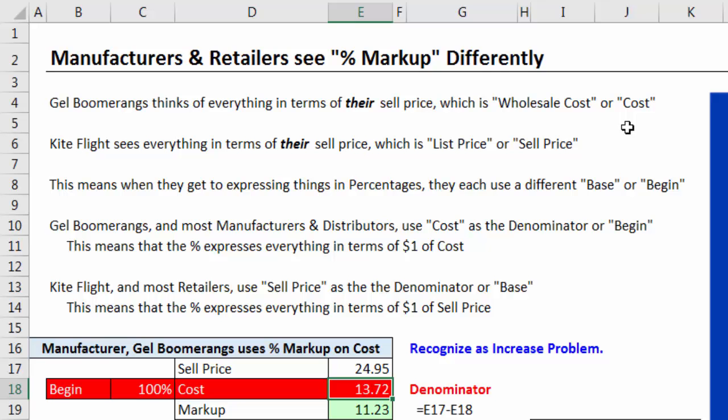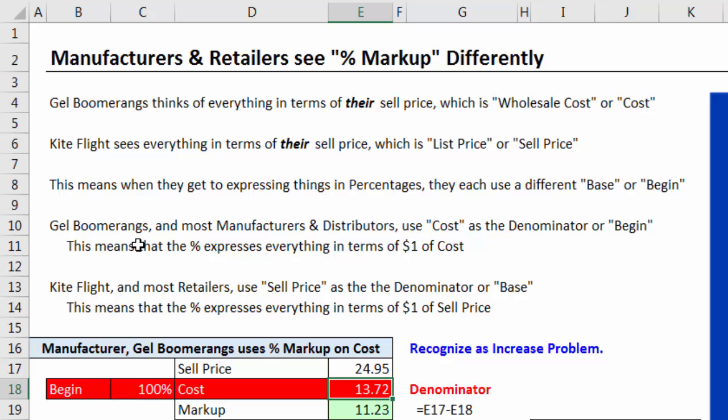They even refer to it as wholesale cost. We're going to refer to it as cost. Kite Flight, on the other hand, sees everything in terms of their selling price, which is list price or sell price. This means when they get to expressing things like percentages, they each use a different base.